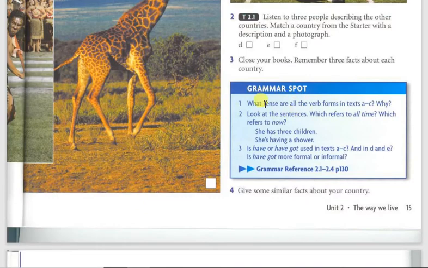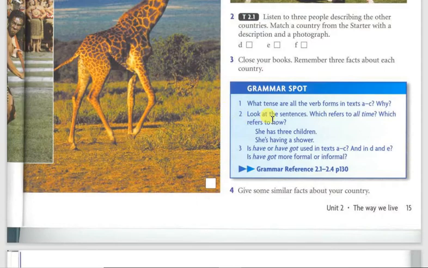Now we come to grammar spot. What is the tense that you found more? What tense are all the verb forms in text from A to C, and why? What tense is used in all the verbs from texts A to C, meaning the A, B, C that are written? What tense is used, in your opinion? I may have told you that we should pay attention to have and have got, and go back to the text to read again and see which tense is used the most.